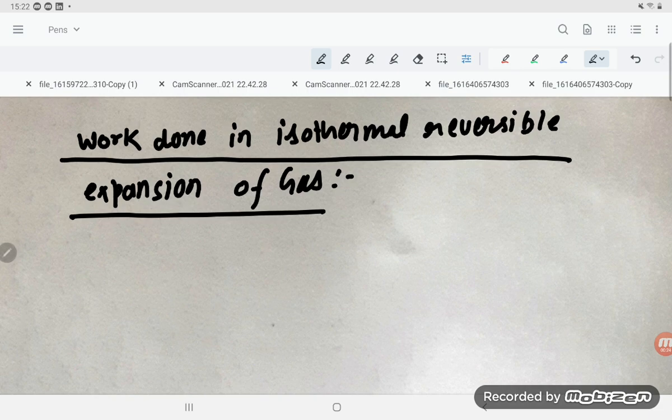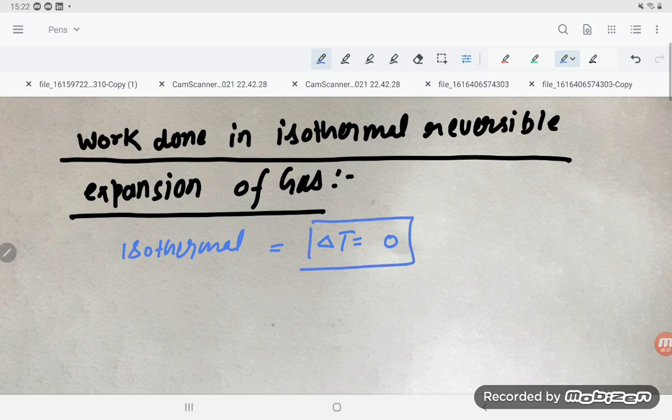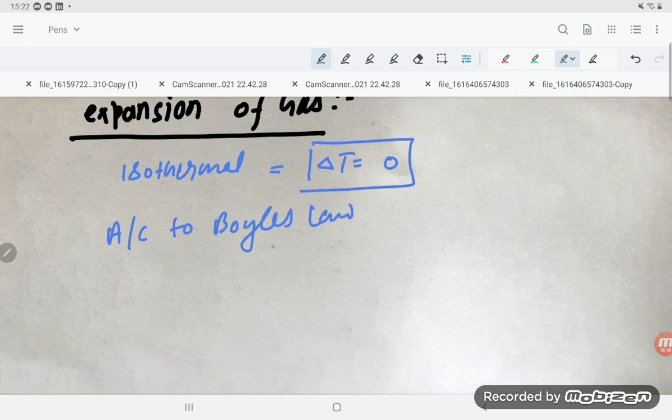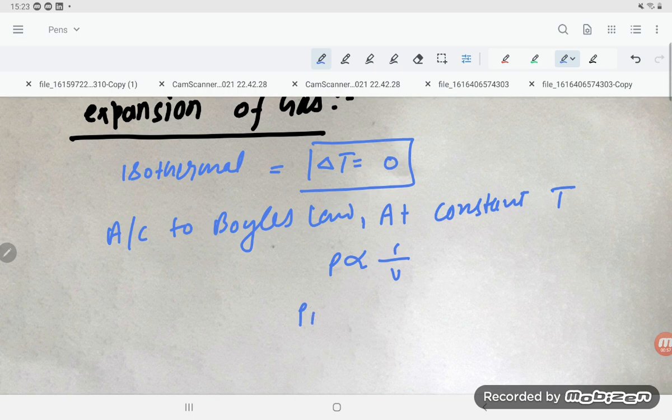The point they are using is isothermal. So what do you mean by isothermal? That is delta T is equal to 0. That is an isothermal process. So according to Boyle's law, at constant T, P is inversely proportional to volume, or we can write P1 V1 is equal to P2 V2.